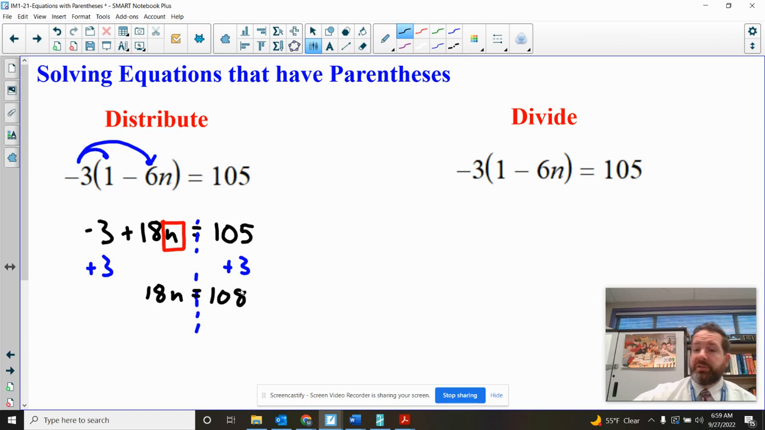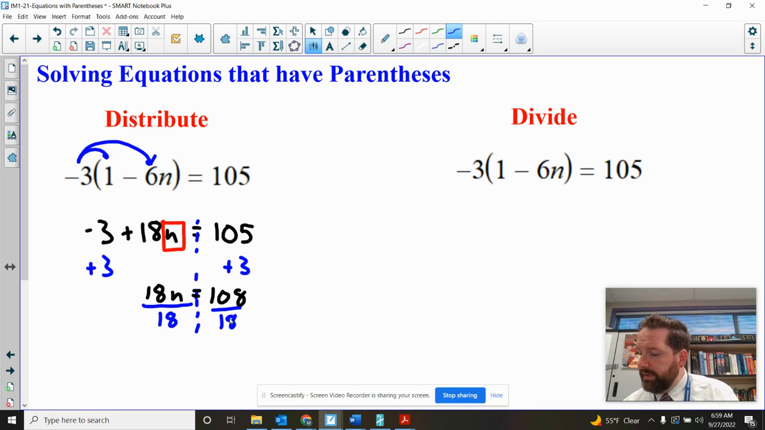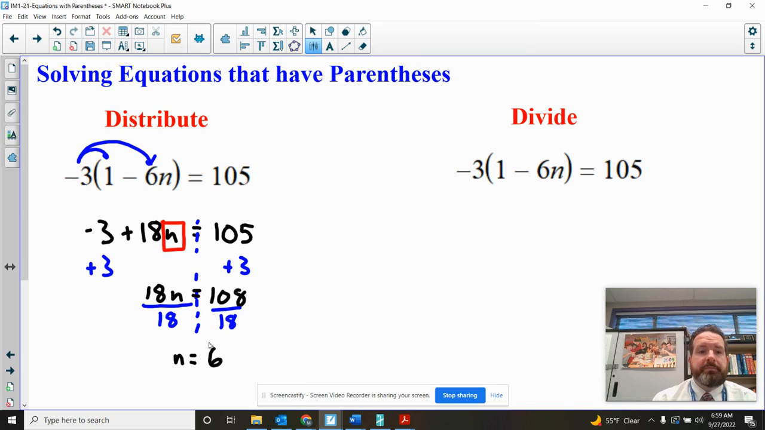And then to finish, 18 times the n, the reverse of that would be a division by 18. I've got my calculator. 108 divided by 18 is 6. So we think that the n value that we should end up with is 6.